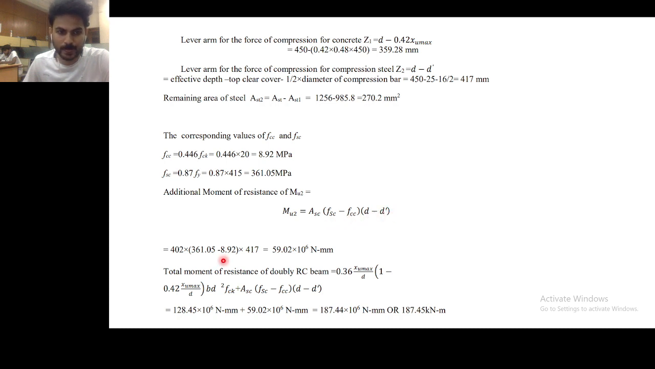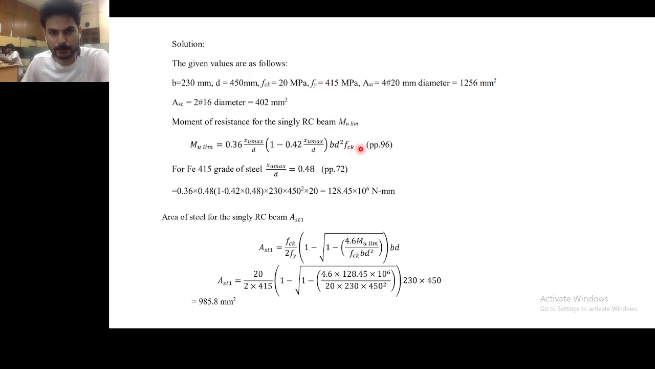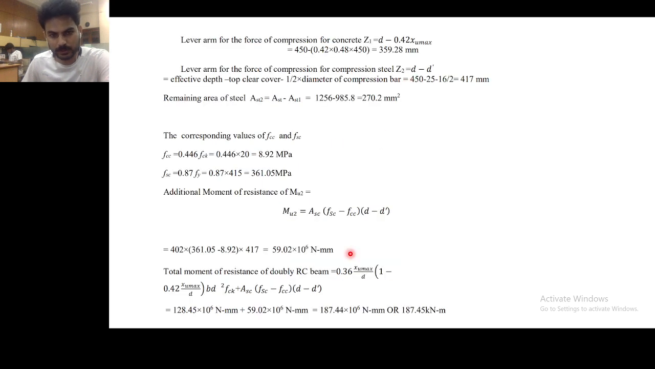already have seen. So ASC we have already calculated, which is here. ASC you can see it here, and this is like total AST, and by putting in this formula we got the additional moment of resistance, which is Mu2.